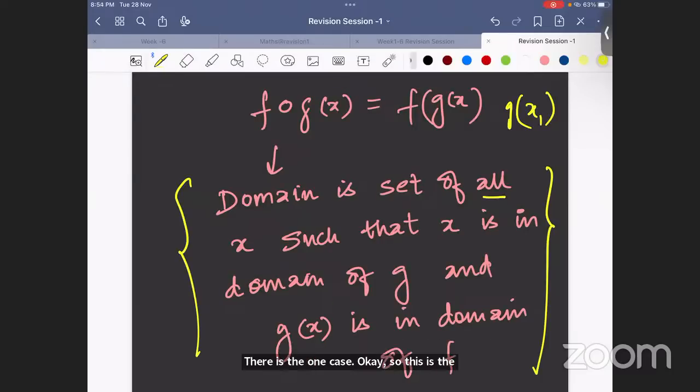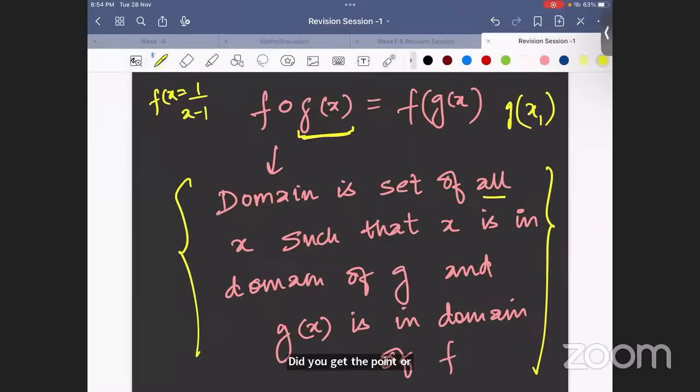This is the very simple one. First you have to calculate all those x that are in the domain of g(x). The second case is you have to take care of all those values of x where, whenever you apply g(x), it should be in the domain of f(x). You can't take any g(x) that is not in the domain of f(x). For example, you have a function f(x) equals 1 upon x minus 1. So you can't take any value of g(x) where 1 upon 0 is coming. Did you get the point?